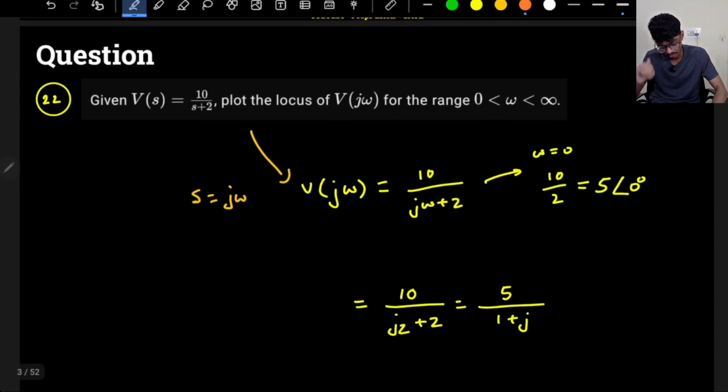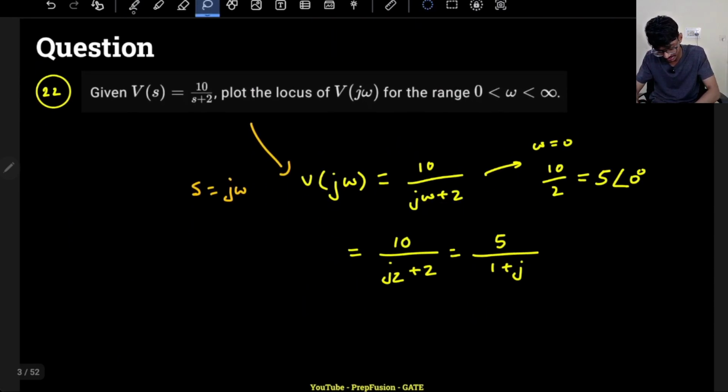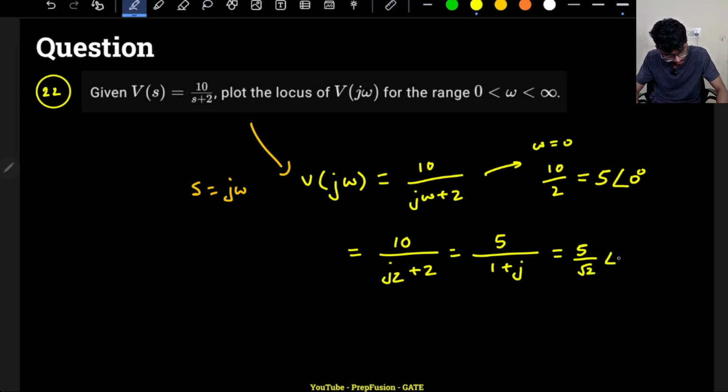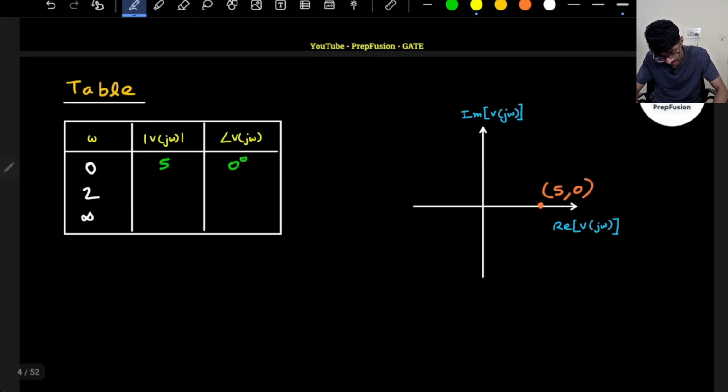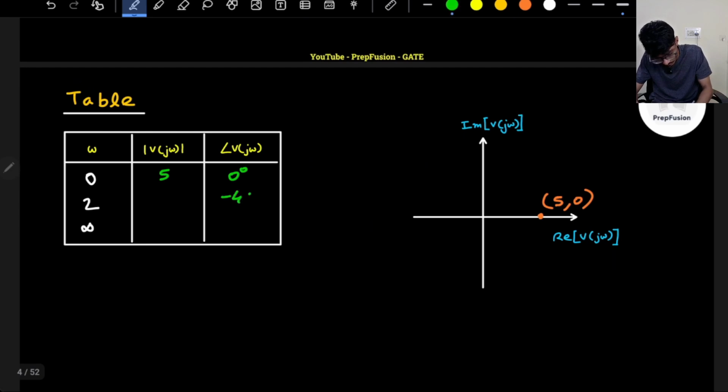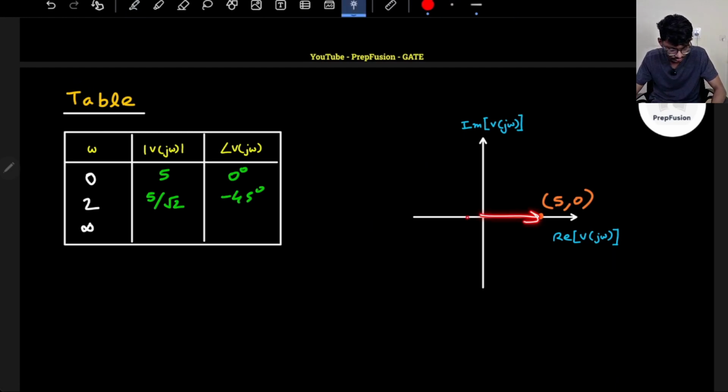What about omega equal to 2? If omega is equal to 2, basically it gets simplified like this. It will be 5 by root 2 angle of minus 45. Correct. So the angle is minus 45, but the magnitude also reduces. Basically initially I was here, this was my vector, now the angle is minus 45, so I will go in the clockwise direction. This means rotate in the clockwise direction from the positive x axis by 45 degrees, and this magnitude has also reduced. So now I will be lying somewhere. Initially my phasor was here.